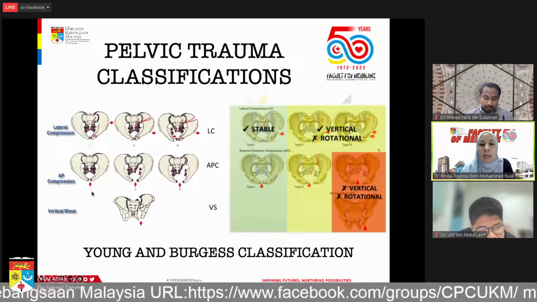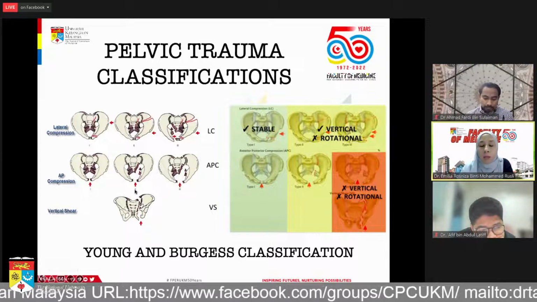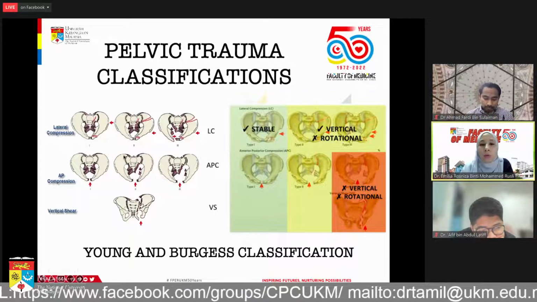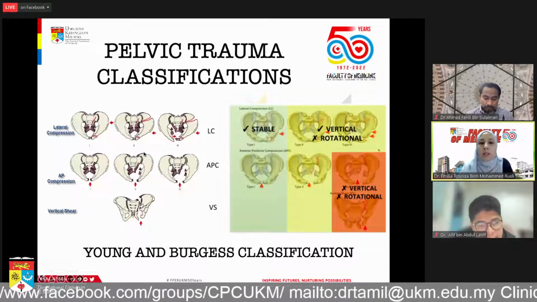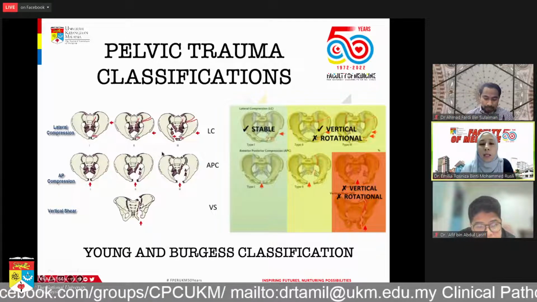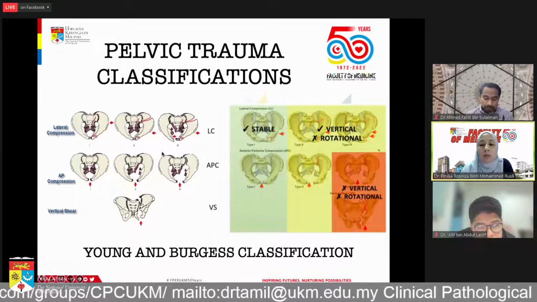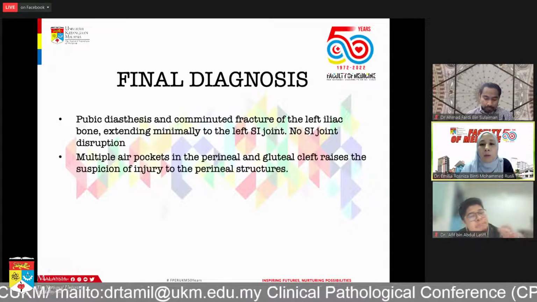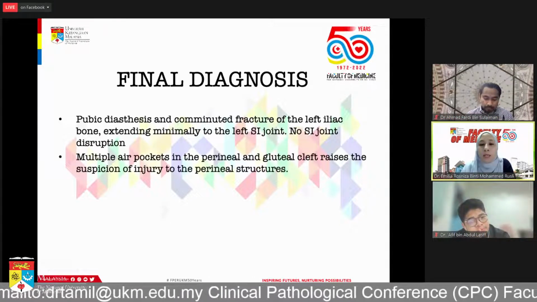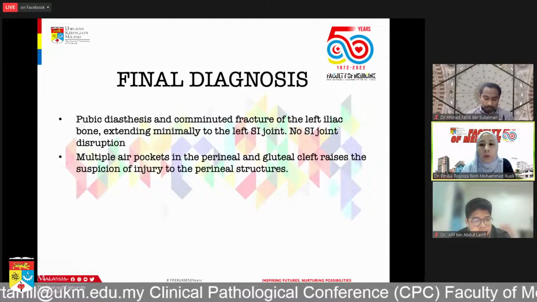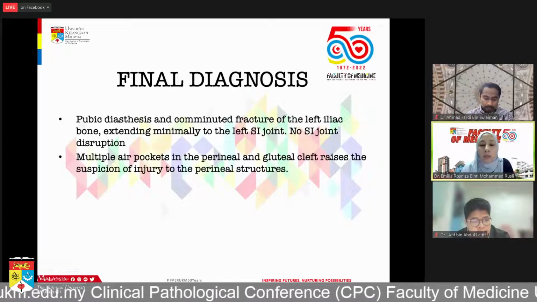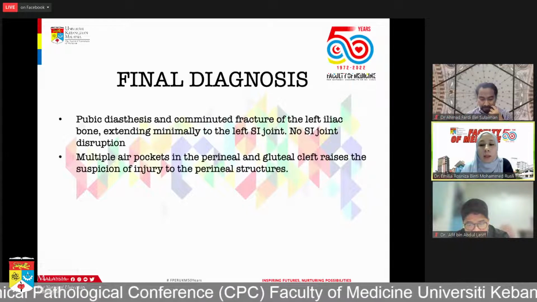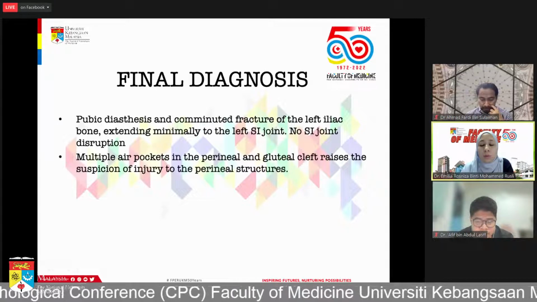So most likely it is an AP compression mechanical force, but there is no disruption of the posterior sacroiliac joint, with the sacroiliac joint still intact. So it's most likely an AP type 2, a partially unstable fracture. So this is a pubic diastasis with comminuted fracture of the left iliac bone, extending minimally to the left sacroiliac joint, no sacroiliac joint disruption.